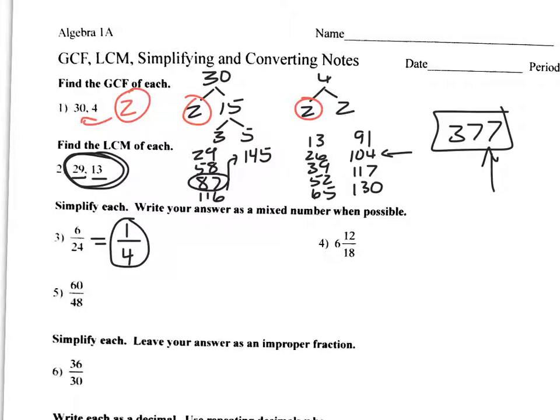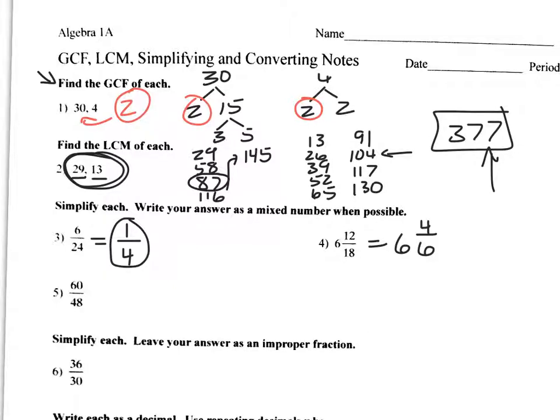Number 4 is written as a mixed number, so what I'm trying to do here is actually simplify the fraction part. So I ask myself, what will go into 12 and 18? So now we're back up to this whole GCF thing. What is the biggest thing that will go into 12 and 18? Well, that's 3. 3 goes into 12 4 times. 3 goes into 18 6 times.